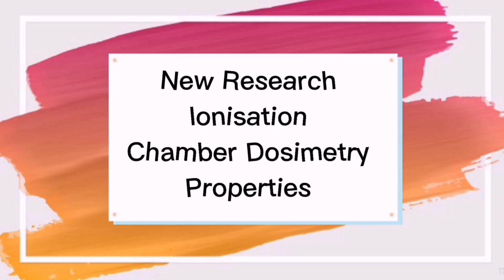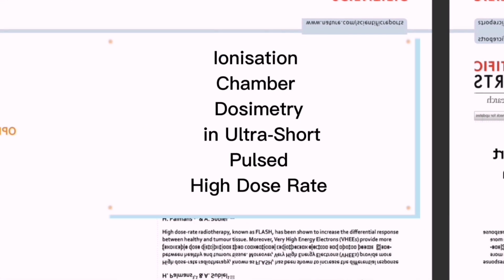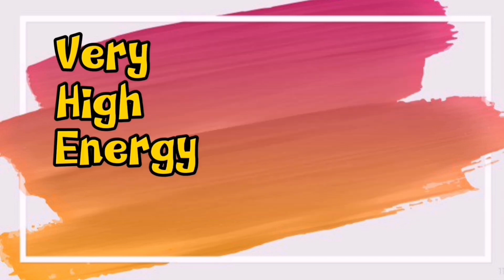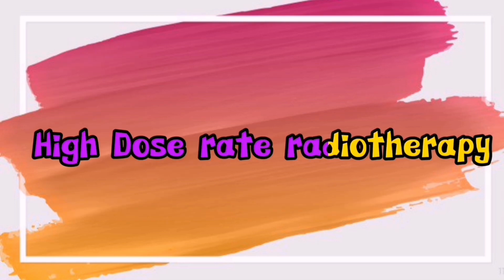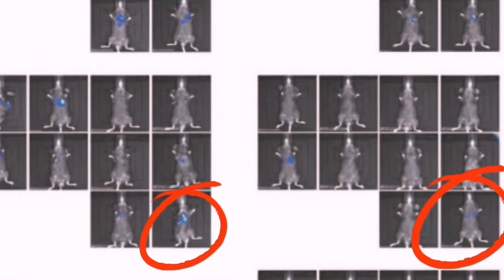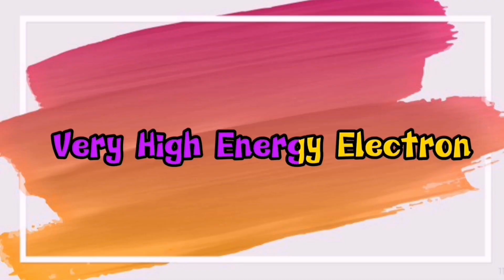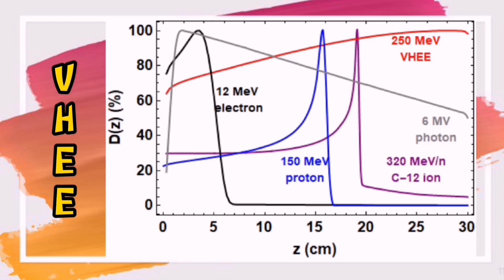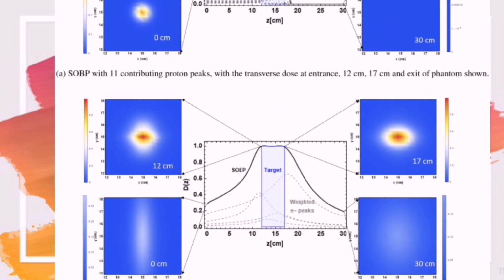So for the ionization dosimetry properties, a new research topic is the ionization chamber dosimetry in ultra-short pulse, high dose rate, very high energy electron beams. High dose rate radiotherapy, also known as FLASH, has been shown to increase the differential response between healthy and tumor tissues. Moreover, very high energy electrons, VHEE, provide more favorable dose distribution than conventional radiotherapy electron and photon beams.